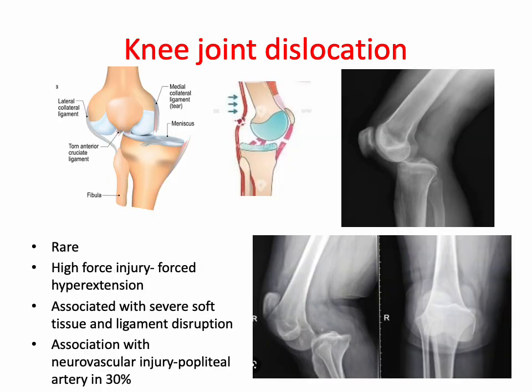Knee joint dislocation is relatively rare. It requires a high force injury, usually forced hyperextension, and has severe soft tissue and ligamentous ruptures. Most notably, there are associations with neurovascular injury. The popliteal artery, as you know, runs right behind the knee, so dislocation puts that artery at risk. And obviously reduction is required.